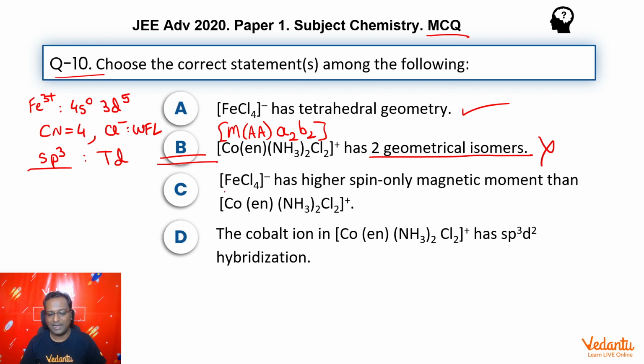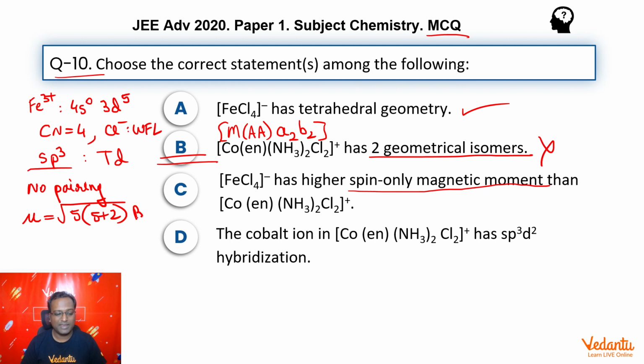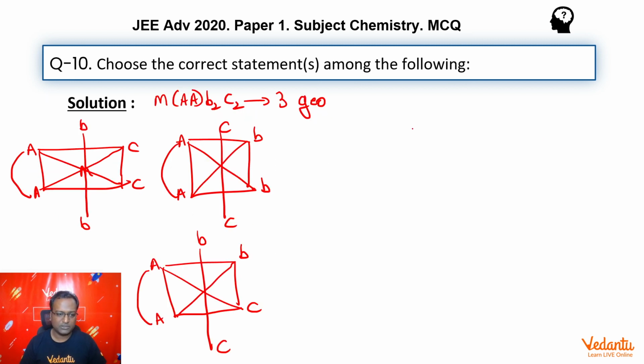FeCl4 minus has a higher spin-only magnetic moment. We just solved for Fe3+, right? No pairing takes place. So let's go ahead and calculate the spin-only magnetic moment here, which will be mu equals root of n(n+2) Bohr magneton, that is root of 5 into 5 plus 2. That's root 35, corresponding to 5 unpaired electrons, guys. Okay.